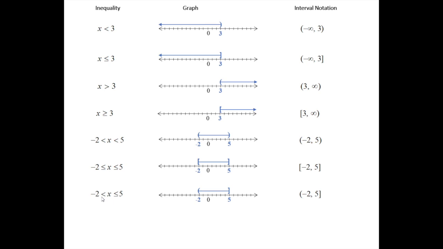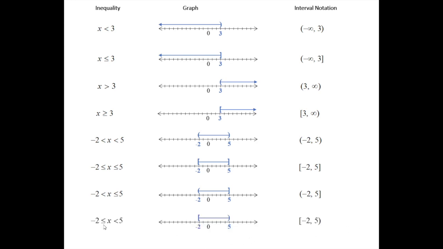In this case, we have a strictly less than and then a less than or equal to. So half of this interval will be open, half will be closed. Here on the graph, we've highlighted the interval between -2 and 5. We have an open interval on the lower endpoint because that is not included, and a closed interval on the upper endpoint because that is included. And we use the same open and closed brackets with the interval notation.